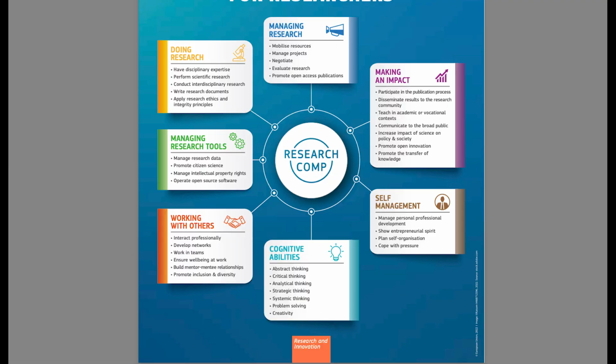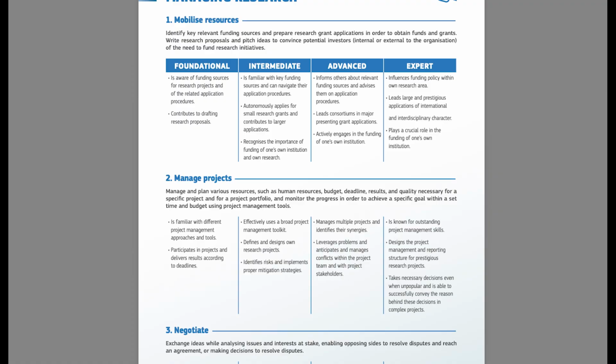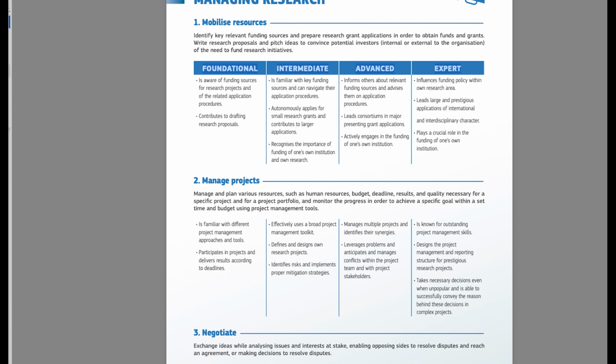This framework lays out 7 core competence areas, or competency dimensions, that researchers should develop to succeed in their careers. Each dimension is broken down into subdimensions, which in turn are detailed into specific, concrete competencies and skills. Moreover, the competencies are organized by difficulty level, from foundational, relatively easy, to expert-level skills. For example, a foundational skill listed in the framework is contributing to drafting research proposals, while an expert-level skill is leading large and prestigious applications of international and interdisciplinary character.